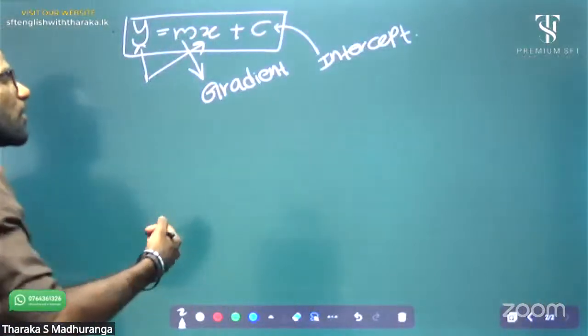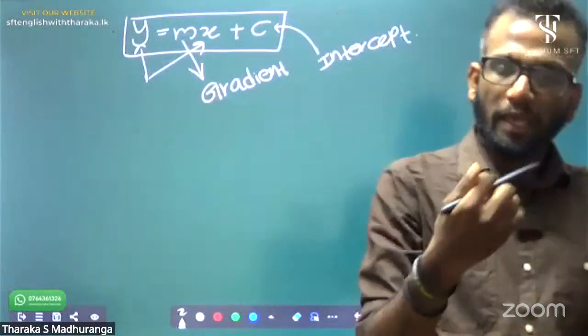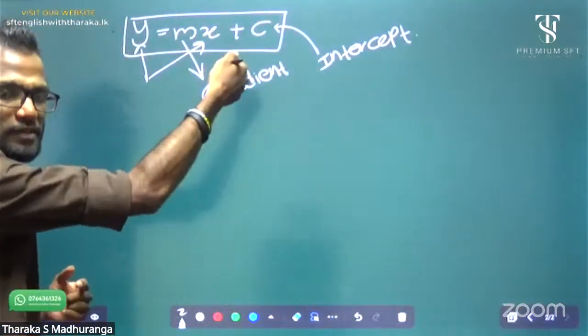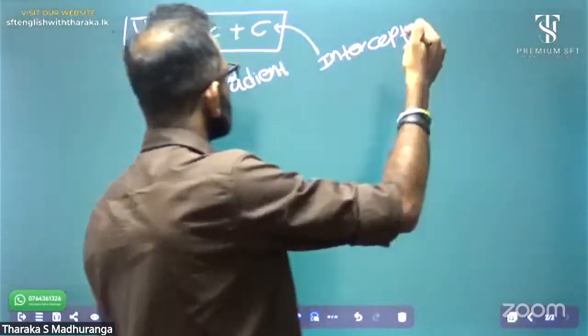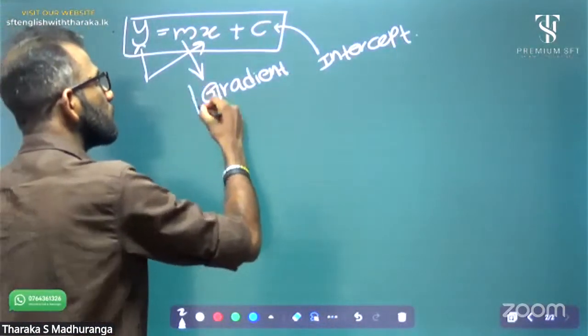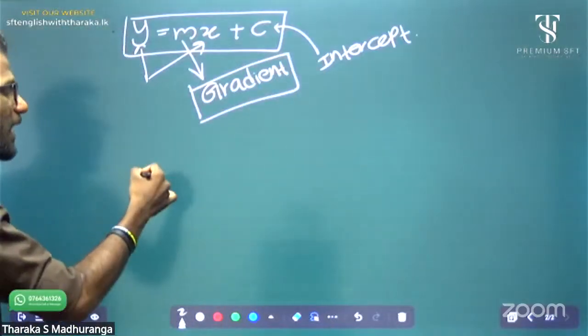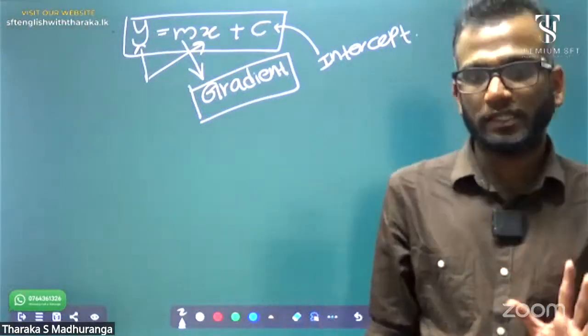Very important. Okay, what is the common equation of any straight line? Y equals mx plus c is the equation. What is the m? The m is the gradient. What is the c? C is the intercept. Okay, what is the definition of gradient? The gradient is the tan of the angle of any straight line with the x-axis positive direction.